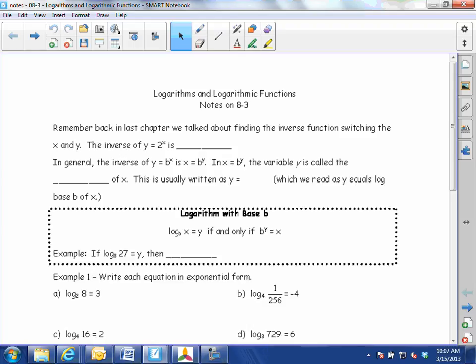Okay, so we're going to talk about logarithms. Okay, logarithmic functions. So log is just another way to work with exponents.